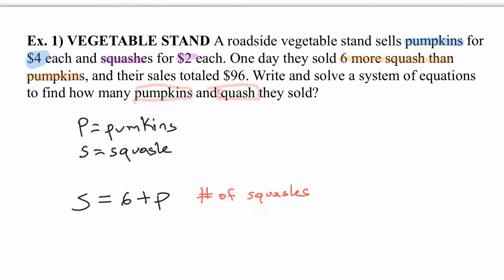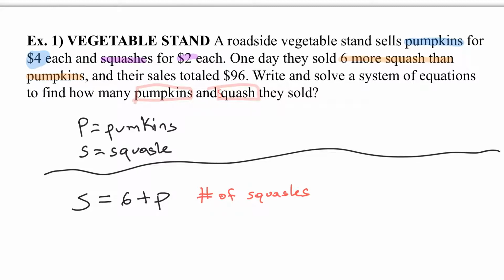Now we need another equation. A system has 2 equations. So the next one is going to be the price. You will use the price of the 2 vegetables and the amount they made to get the next equation. So for the next one, I'm going to multiply the actual value, the price of pumpkins and squashes. Pumpkins is $4. So I'm going to take 4 times P. I multiply the number of pumpkins times the price. That's how you find the total amount you have to pay for pumpkins. Plus, squashes is $2 each. So I'm going to put 2 times S equals the total amount, $96. So we have 96 right here.